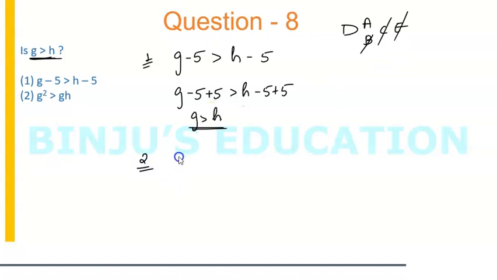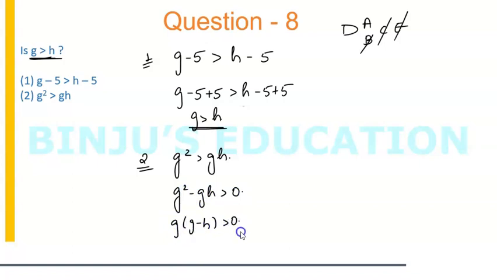Now, the second statement says that G square is greater than G into H. Again, don't make the mistake of cancelling the G's on both the sides. We have discussed this in the starting of the video itself, that don't cancel. It's not like cancelling, it's more like dividing. So bring GH or subtract GH on both the sides. So you should be getting G into G minus H is greater than 0.